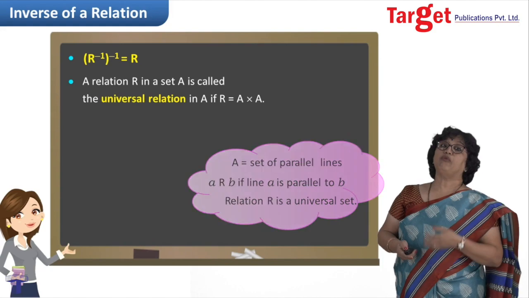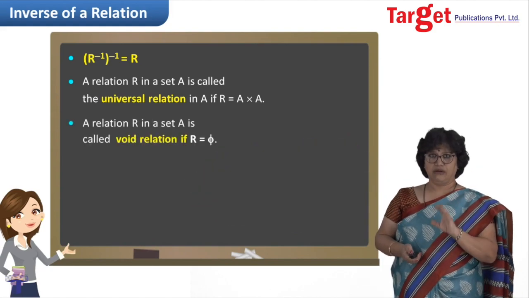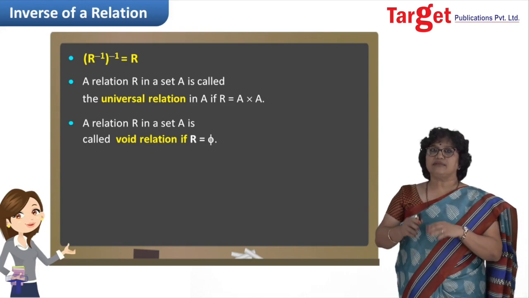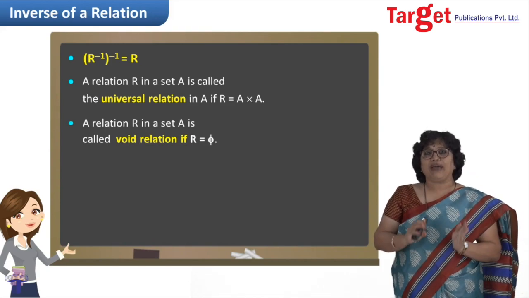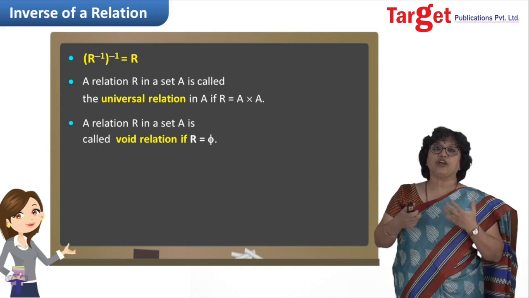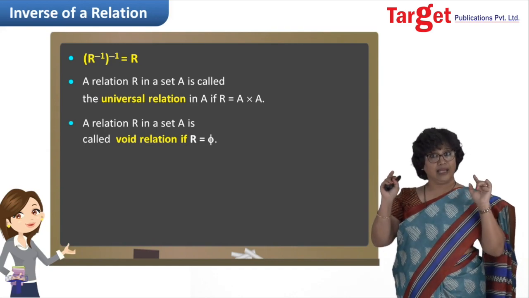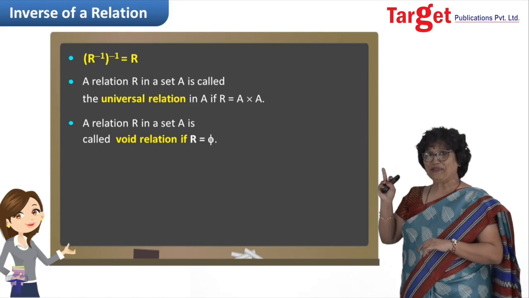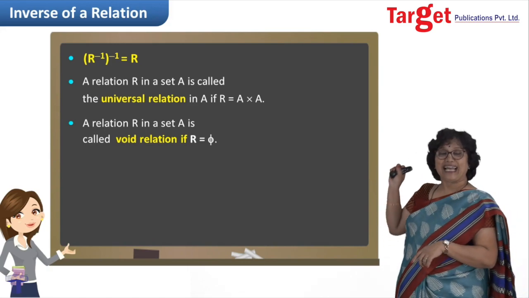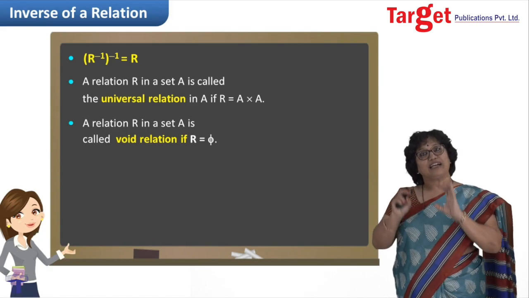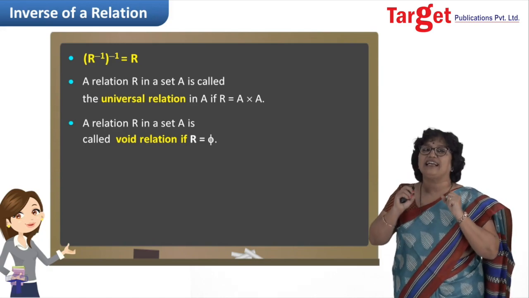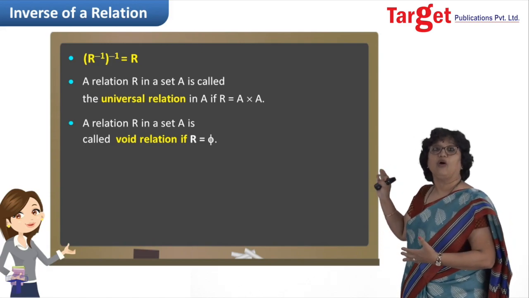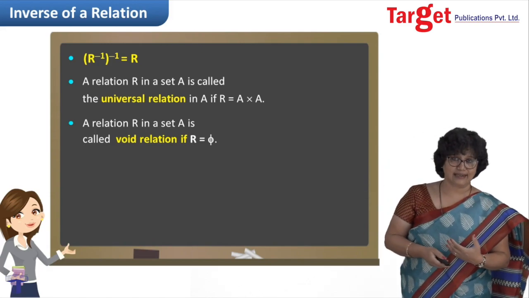Now let us take one more type of relation, a new one. This is the void relation. See, in mathematics we have taken care of every possibility, that there could be an answer for nothing also. That nothing is nothing but phi. See how even I am saying. So realize that if nothing comes in that set, means that set happens to be an empty set, then that relation would be called a void relation.